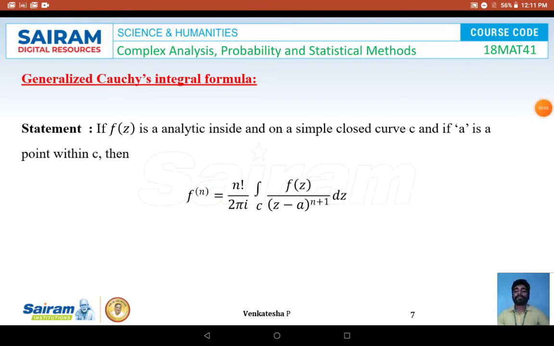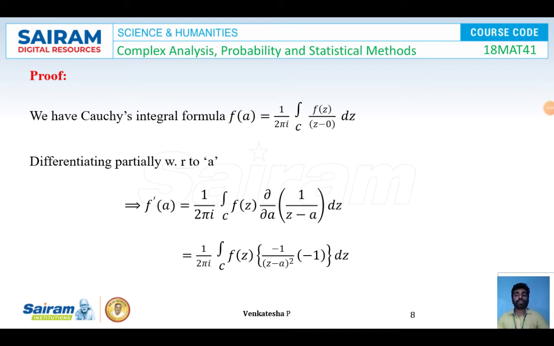So now, to prove this one, I am going to make use of the Cauchy's integral formula. It is given by f of a is equal to 1 by 2 pi i integral over the region C f of z by z minus a into dz. So now I am going to differentiate this equation partially with respect to a.